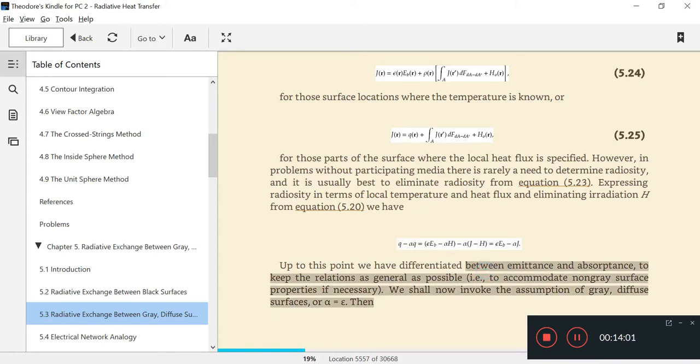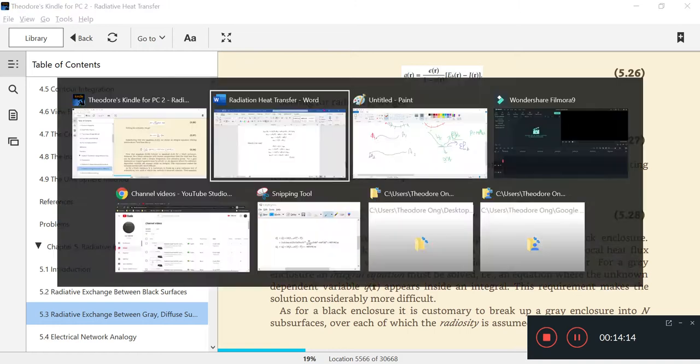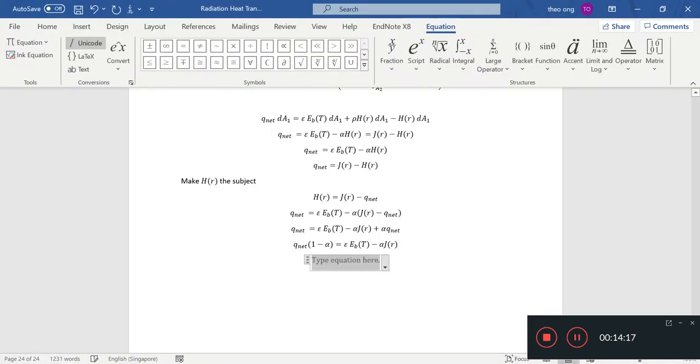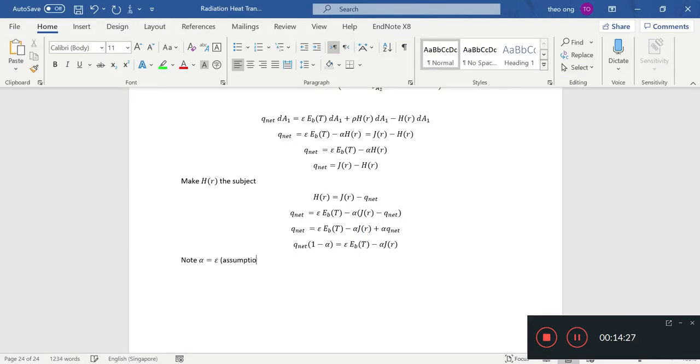So noting that alpha and epsilon are pretty much the same for our case, the next step is to make Q the subject. Then we have this very important equation here. So let's just do that. Note alpha equals var epsilon, and what's the condition? Assumption of gray diffuse surface. Then I'll just have var epsilon here.